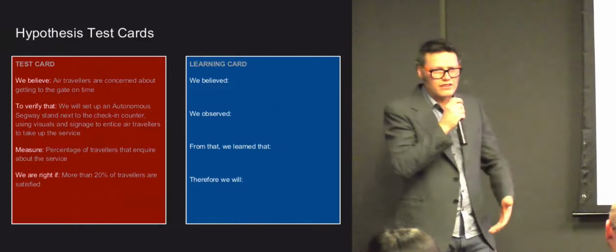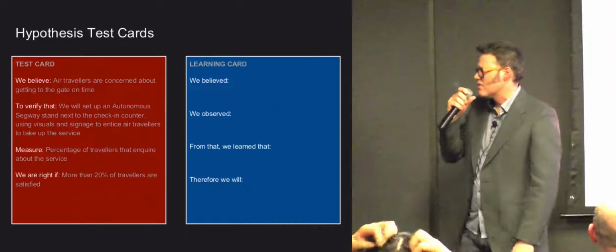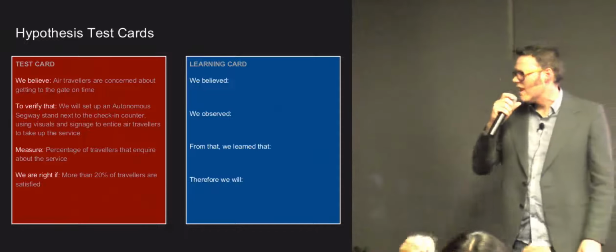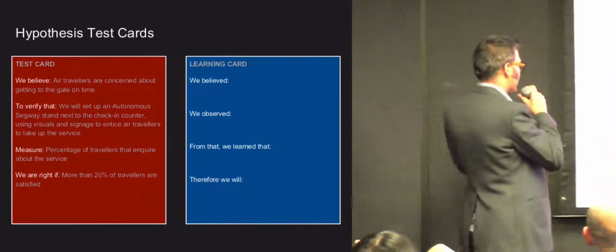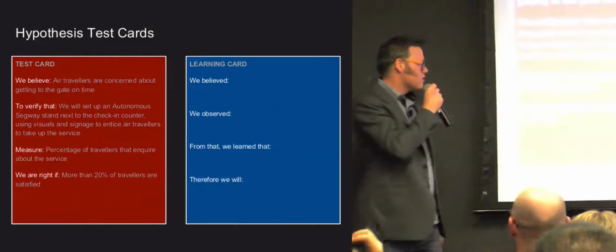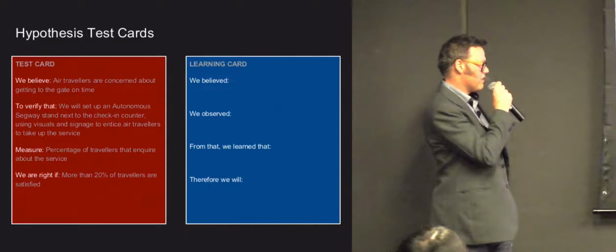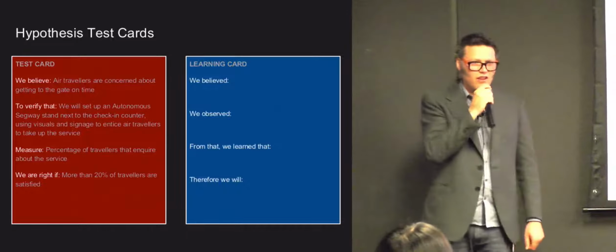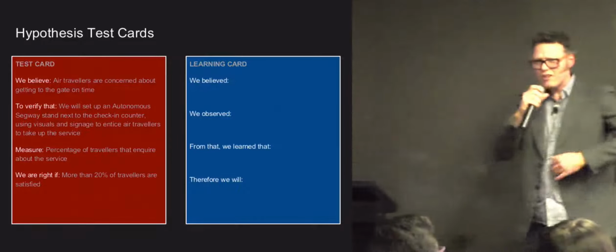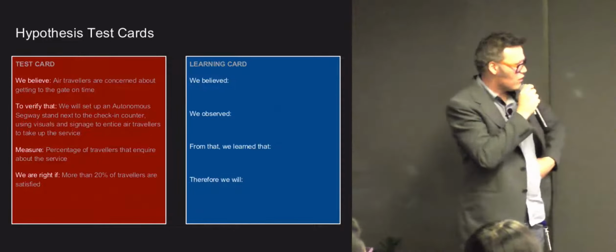Now, we haven't actually gone out and done this. There's no such thing as an autonomous Segway yet. But this is what we're going to do, right? And so the measure that we're going to use is the percentage of travellers that inquire about the service. And we are right if more than 20% of them are actually satisfied to the point where they go, yeah, I want one. Give one to me right now.